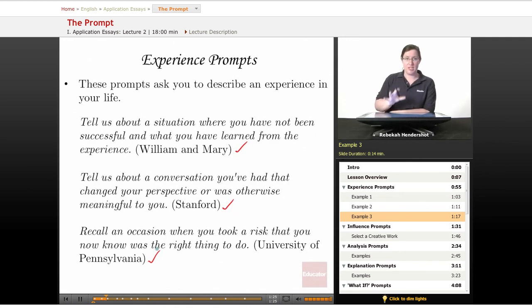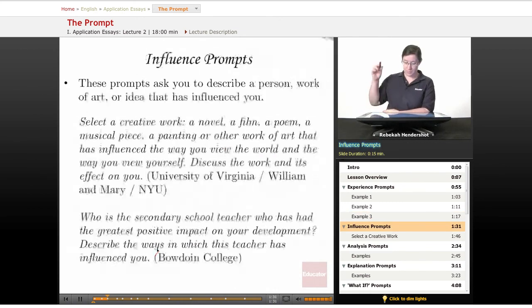So, these are all experience prompts. They all ask you to describe something that's happened to you or something that you've done. All right. Then we have influence prompts. These are extremely common. There's one on almost every application I've seen.